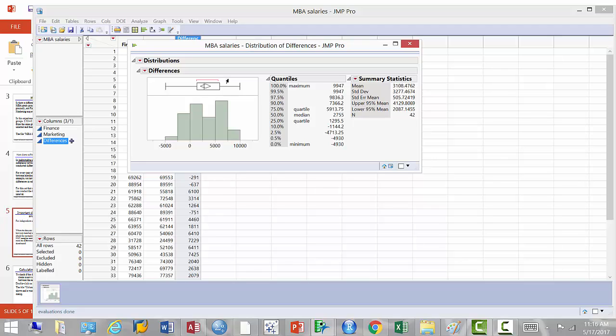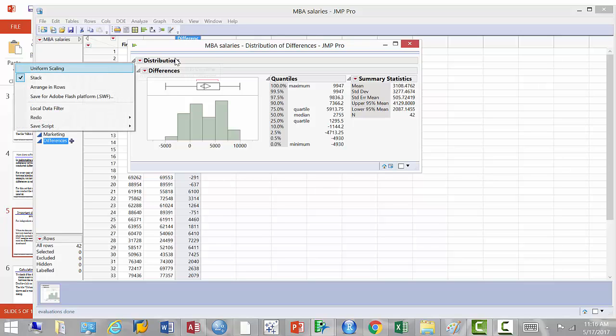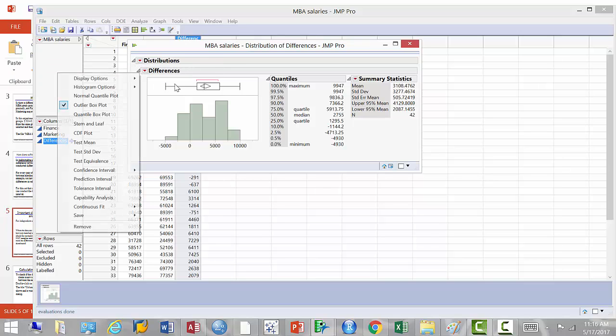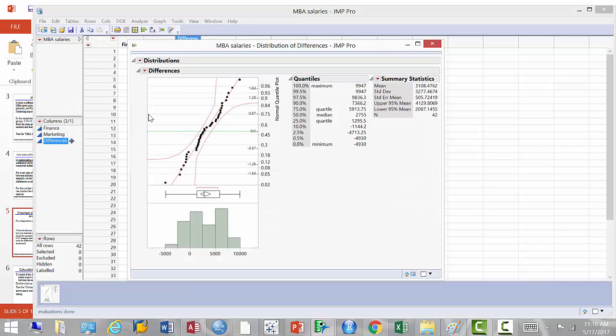So I'm going to look at more graphs. One of them is normal, where is that? Normal quantile plot. It's supposed to be aligned along the diagonal, and it is, right? It is aligned along the diagonal line, which is good. So now let's do the Shapiro-Wilks test, right?